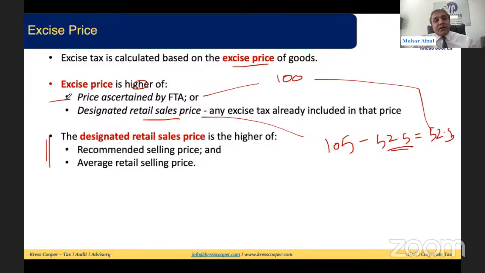You can take the price ascertained by the FTA from the FTA portal. But how will you calculate a designated retail selling price, so that you will be able to compare? Law says the designated retail selling price is the higher of the recommended selling price by the FTA or the average retail selling price.